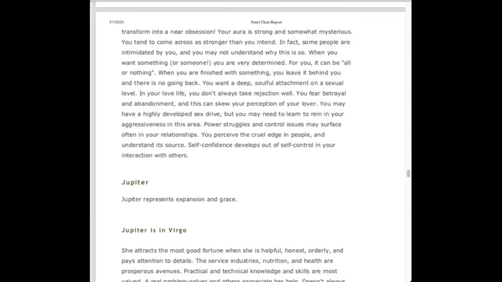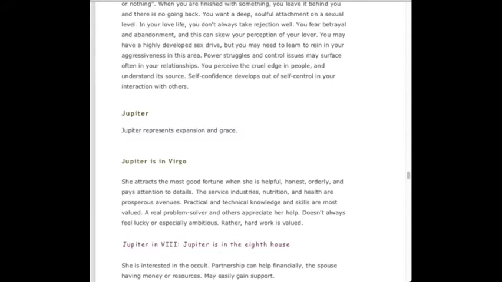Jupiter is in Virgo. Hello, the first of these. Jupiter represents expression, expansion, and grace. Jupiter is in Virgo. She attracts the most good fortune when she is helpful, honest, orderly, and pays attention to details. The service industries, nutrition, and health are prosperous avenues. Practical and technical knowledge and skills are the most valued. A real problem solver, and others appreciate her help. Doesn't always feel lucky or especially ambitious. Rather, hard work is valued.